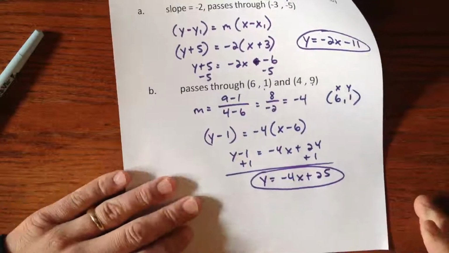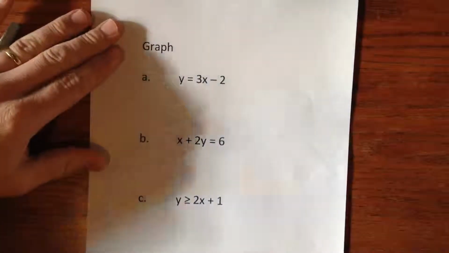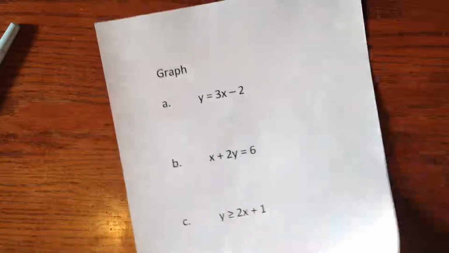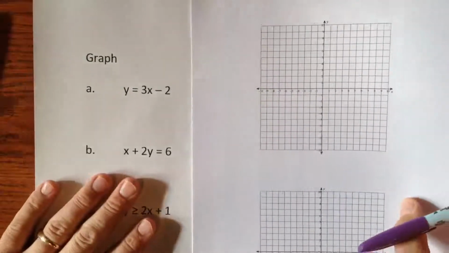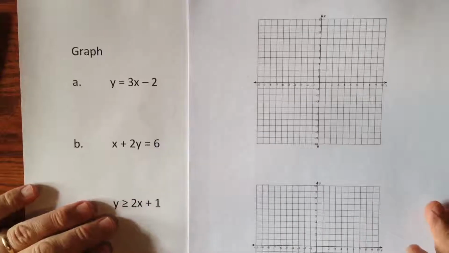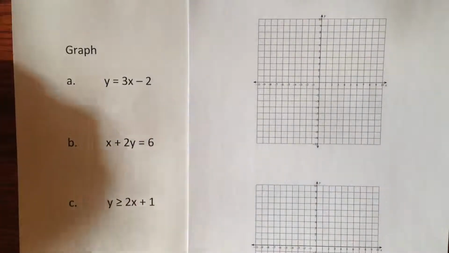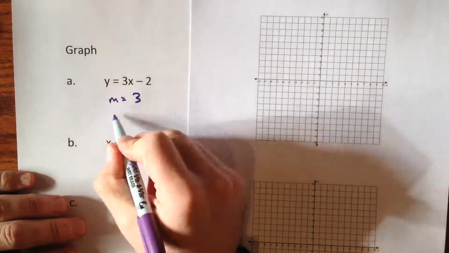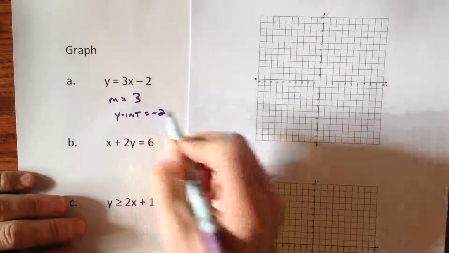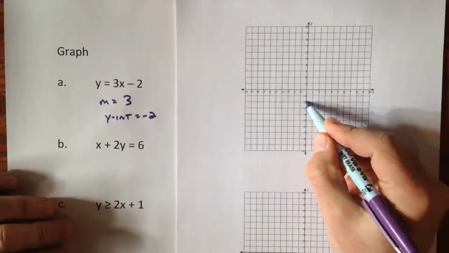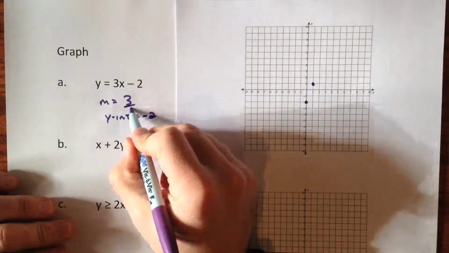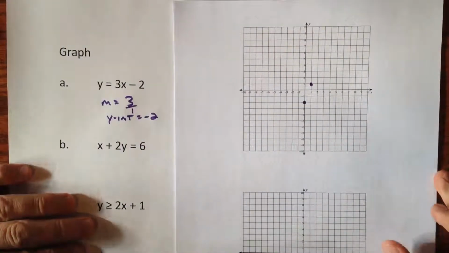My final answer. And then we had 4 graphs. So there we go. This first one's going to be real simple. I have slope of 3, y-intercept of negative 2, and we go from there. So this thing crosses at negative 2, it goes up 3 and over 1. Remember, slope is a fraction, 3 to 1.